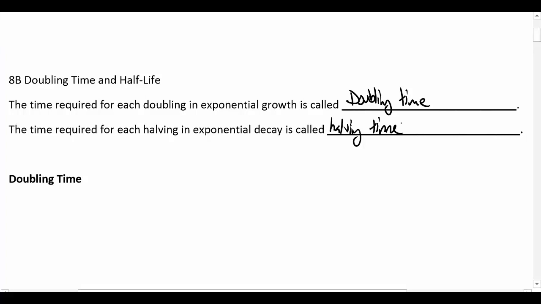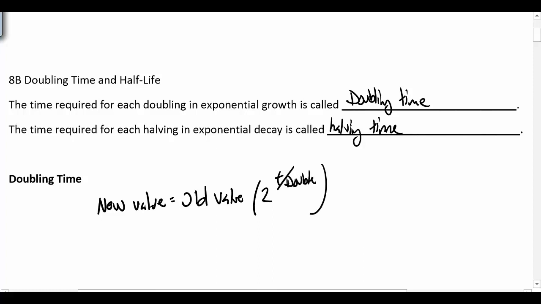So the approximate formula for doubling time we're going to define as the new value equals the old value times 2 to the power t divided by the doubling time. So that's all as an exponent of the number 2. Now t is going to be some sort of variable or some sort of time that they're going to give us in a problem.